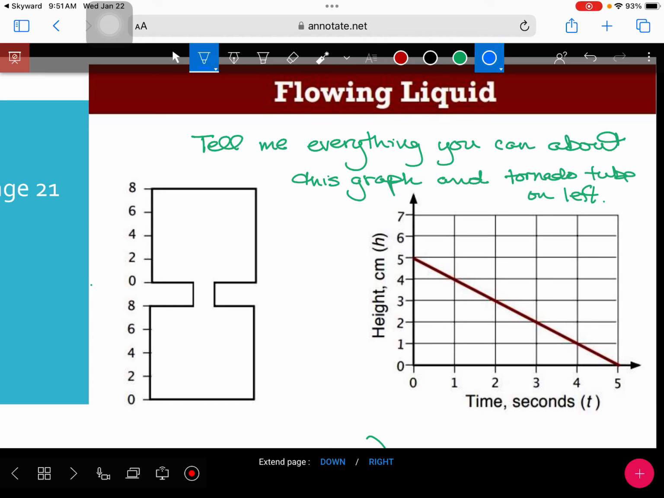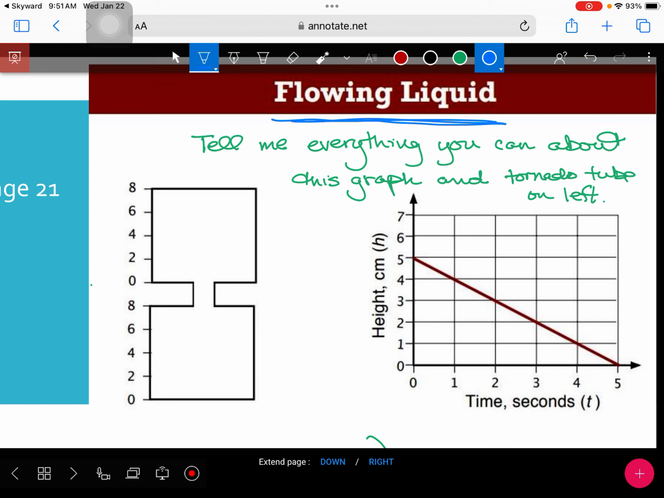Not here yesterday, what can you tell me about this graph? So if you were on with me yesterday, don't say anything. If you weren't, what can you tell me about this graph? It looked like as time passes, the height goes down. Very good. We're talking about liquid, so liquid is going down.